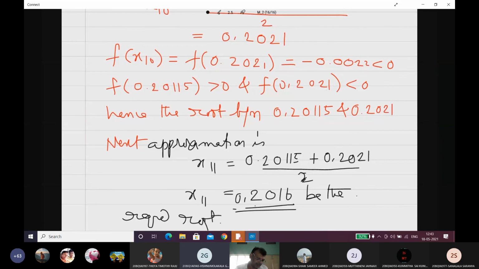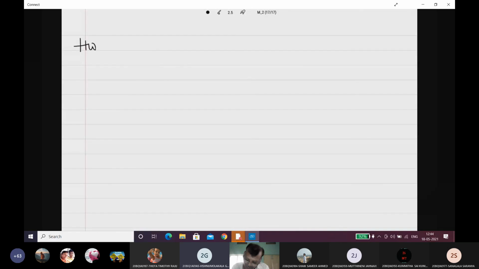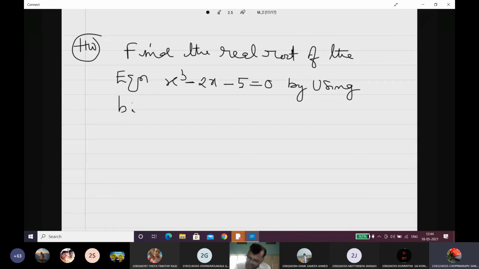You have to do one problem as a practice. I have given it here. Note it down, all of you. Practice problem: find the real root of the equation x cube minus 2x minus 5 is equal to 0 by using the bisection method, correct to 3 decimal places.